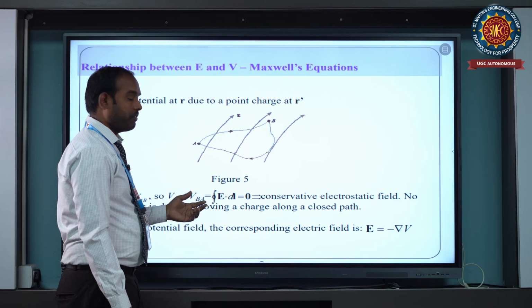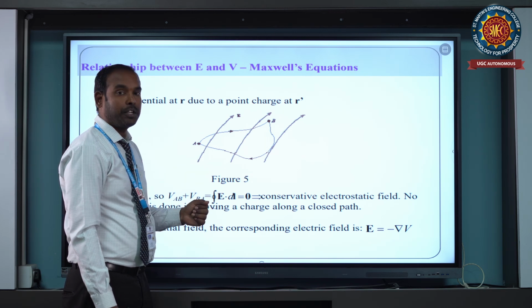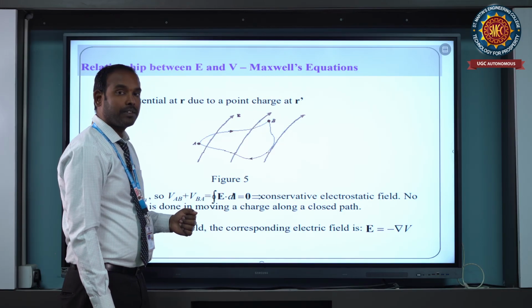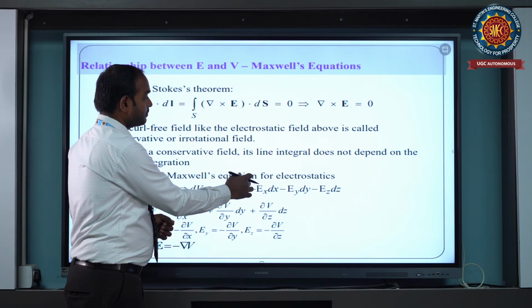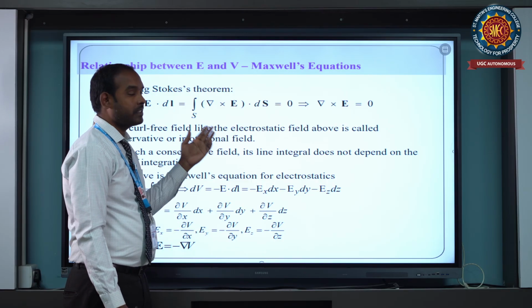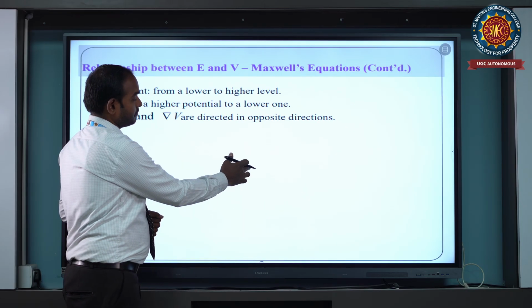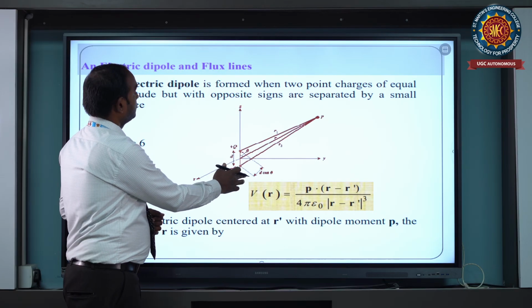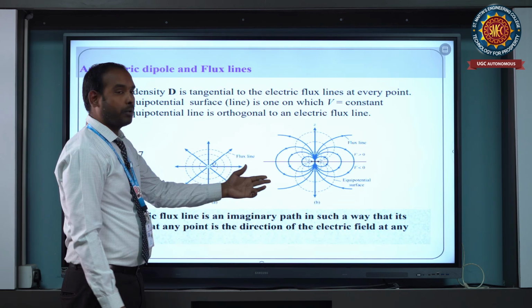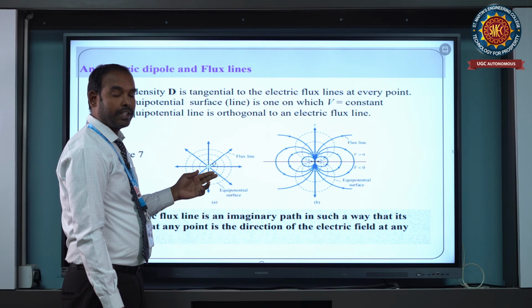So no net work is done in the equipotential surfaces. That indicates the conservative nature of electrostatic fields. By applying Stokes' theorem, we get the expression curl of E vector is equal to 0, meaning it is the conservative nature of electrostatic field, or it is an irrotational field. So these are the point charge and dipole and their associated equipotential surfaces, where each flux line indicates the direction of electric field.